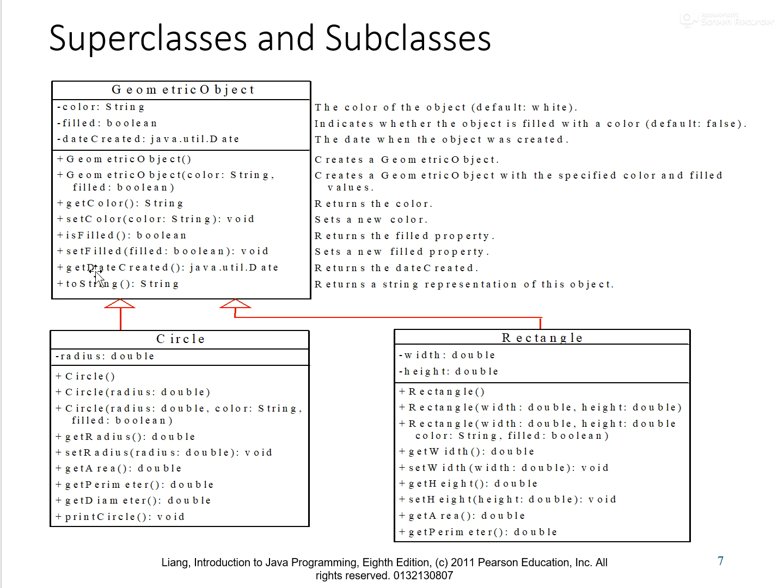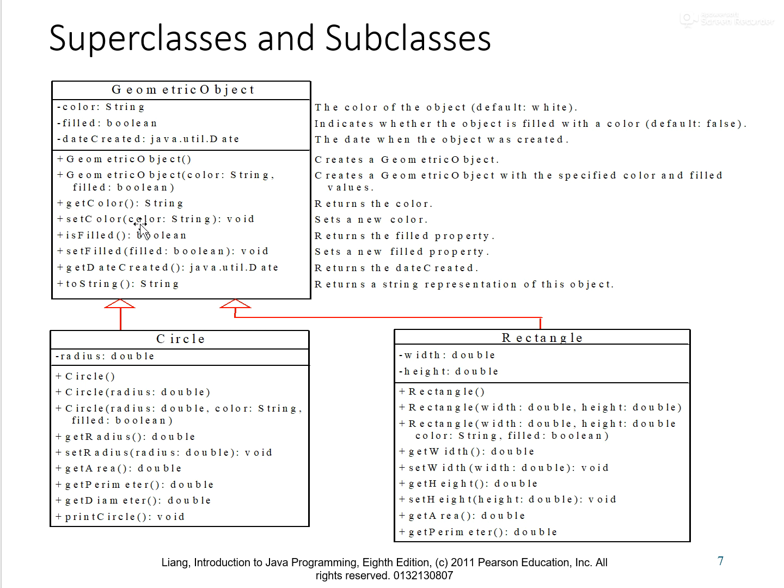And underneath it, we have the methods. Of course, we have a constructor, a no-arg constructor. We have another constructor that takes a color, the color string, and whether or not the shape is to be filled out with that color as arguments. Underneath that, we have pretty much what we expected.